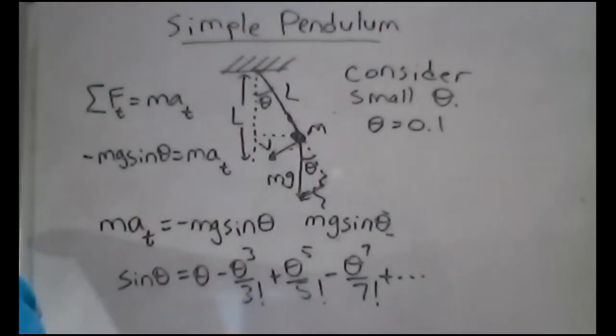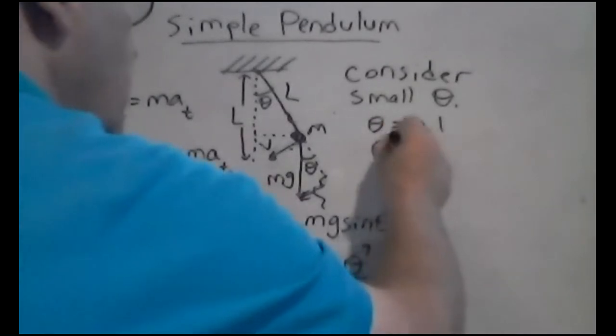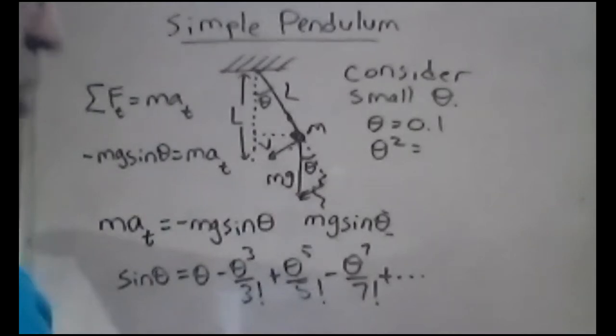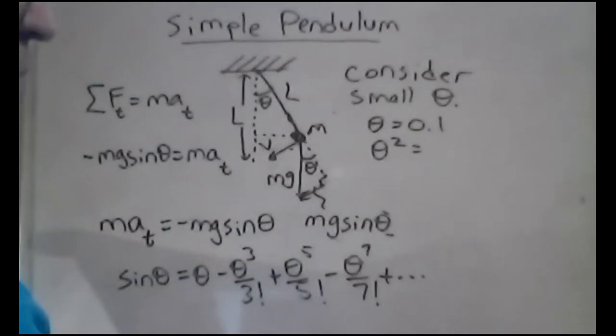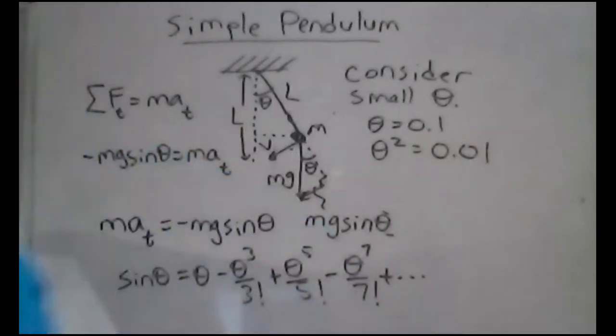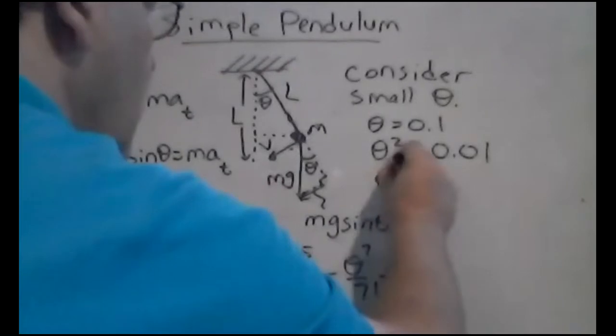Don't worry. What if I took theta squared? When you're talking about a number that's bigger than 1, like 2, squares get bigger. Squared is 4, cubed is 8, right? But for numbers that are smaller than 1, the squares get smaller. So it's 0.01, so it's a hundredth. If I take theta cubed, it's 0.001, a thousandth.